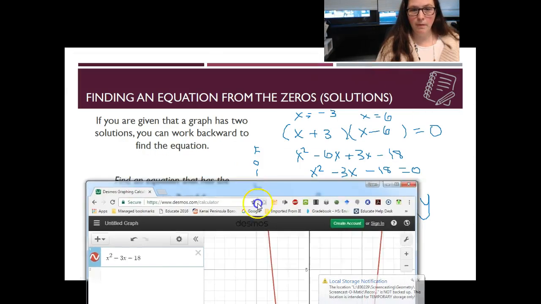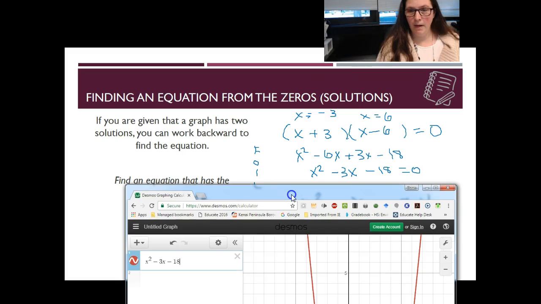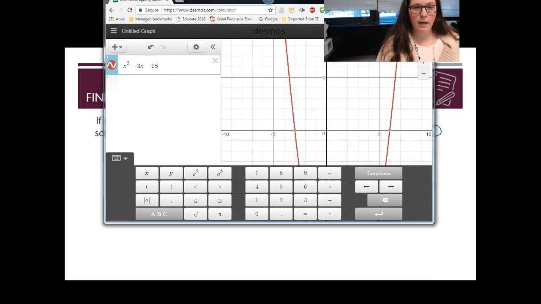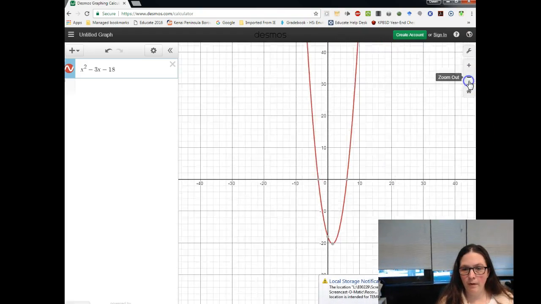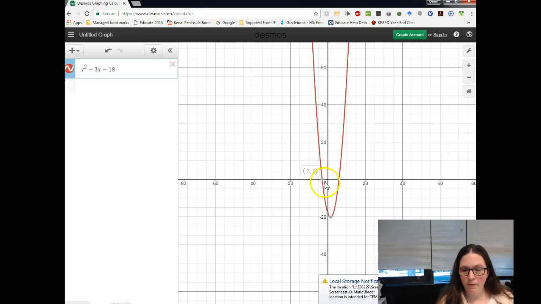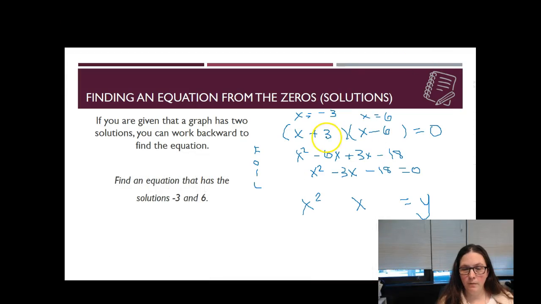Let's make sure that that's what we had, right? Yep. Negative 3x minus 18. So when I graph this in Desmos, and then I go ahead and pull my graph out, what we're looking for is right here, the intercepts, or the solutions. And you can see that the solutions on this graph are at negative 3 and at 6. So just exactly like we had seen in our solutions, right? They're at negative 3 and 6.